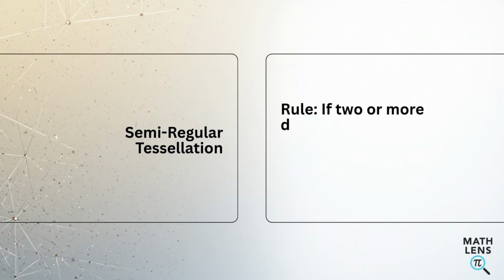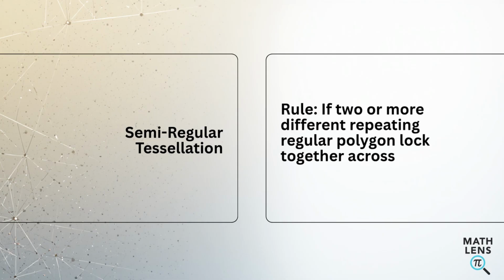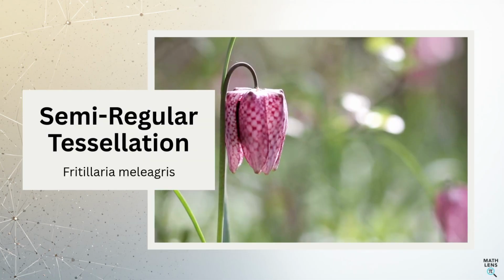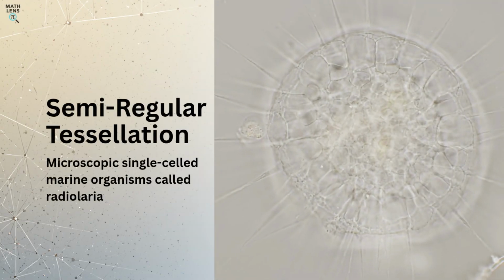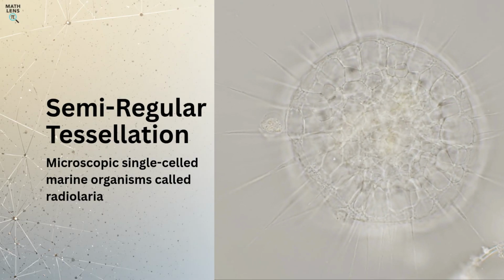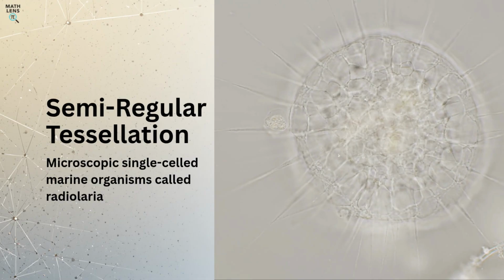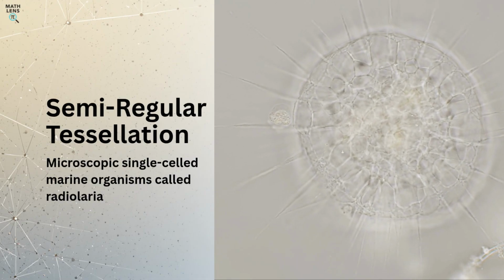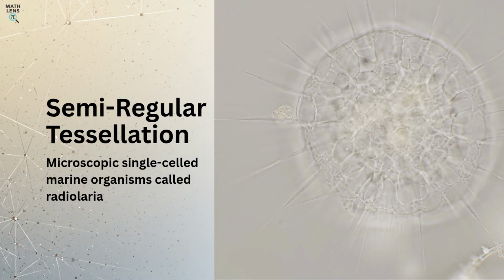Semi-regular tessellations involve the seamless combination of two or more different regular polygons, creating visually appealing patterns. An example is the Fritillaria meleagris flower, which has a checkerboard design, and microscopic structures like radiolaria also showcase these patterns. This concept emphasizes the beauty of nature's designs and leads into the exploration of irregular tessellations, which are important for nature's efficiency and strength.